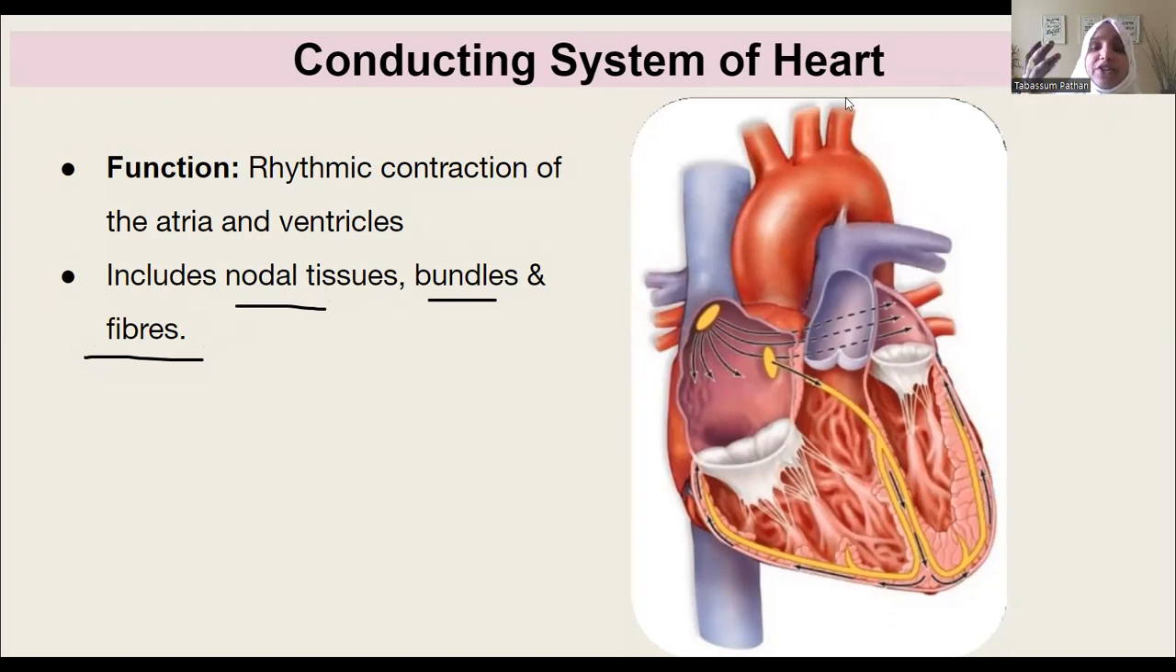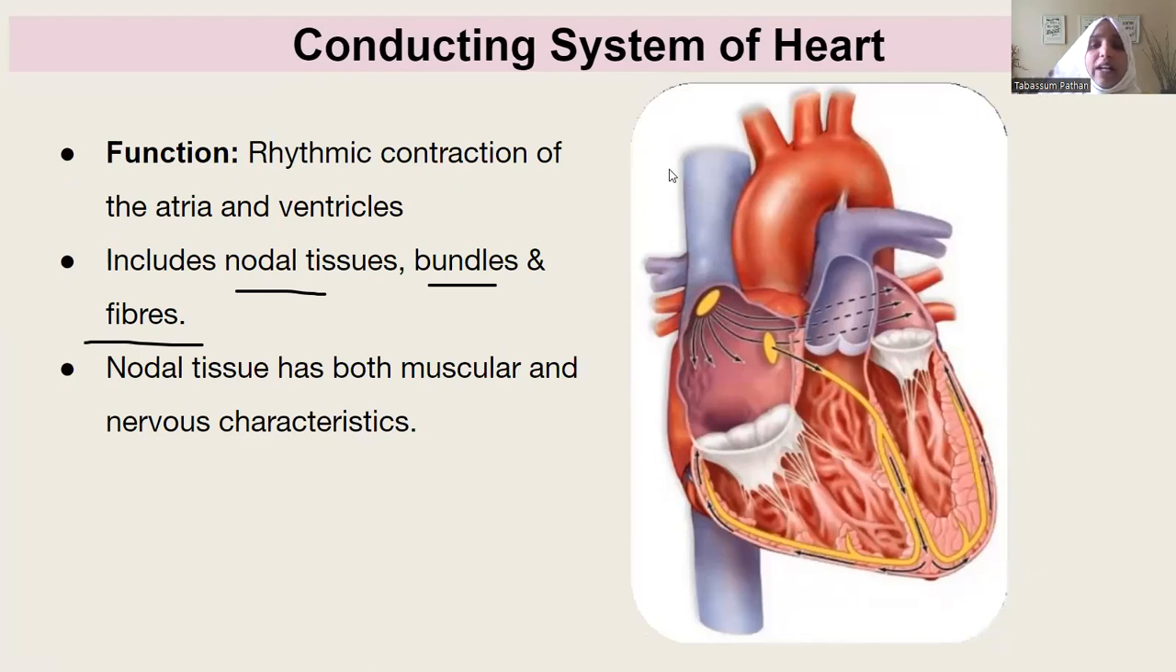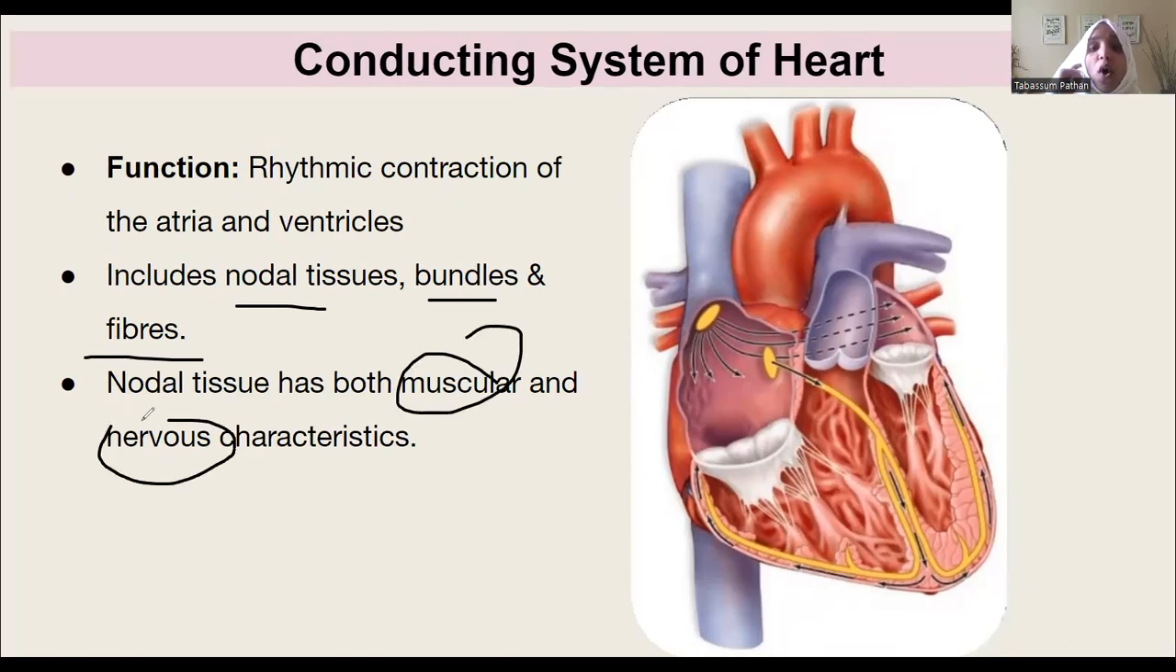Again, what is the main function of the conducting system of the heart? To bring about contraction and relaxation and to generate the impulse for the heartbeat. The nodal tissue present in the heart is both muscular and nervous in nature. Meaning, they will bring about the pumping action, contraction and relaxation. They will cause the atria and ventricles to contract and relax.